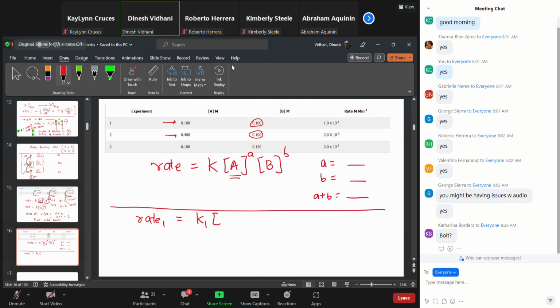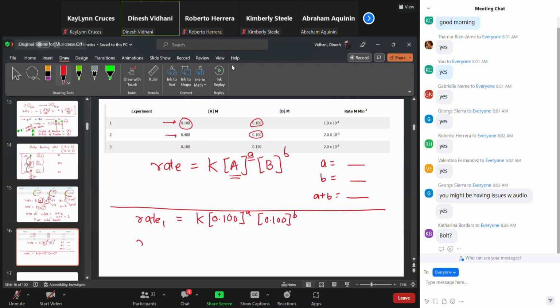My rate constant is going to stay the same. The rate constant is not going to change in this case because we are using the same equation, right? And that's the reason why we call it a constant, right? So what is the concentration for the first set for A? It's 0.1. Do we know the value of A? No, not yet. How about my B? That's also 0.1. And I'm going to put B here.